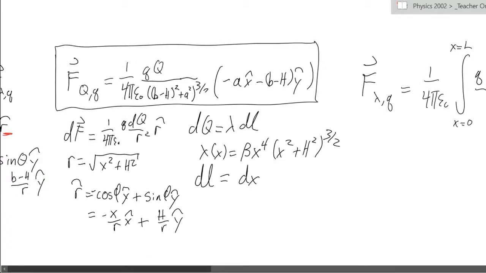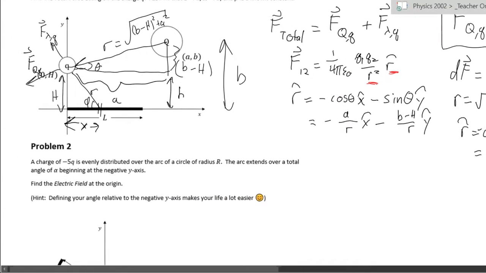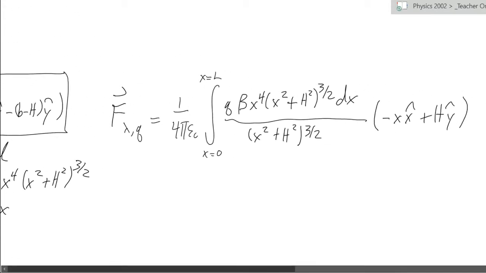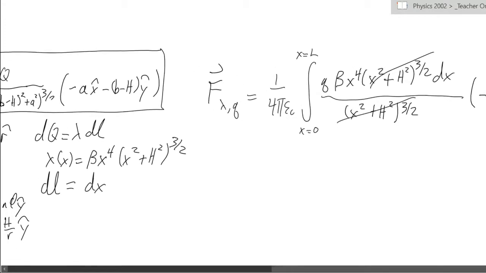Now we can group these r's together. And so when we group the r's together, we're going to have an x squared plus h squared to the 3 halves. And then this is going to be multiplied by negative x hat plus h y hat. Now you can see why I chose lambda the way that I did, because this lambda is going to cancel this r cubed in the denominator. So this is going to make the calculation much easier.